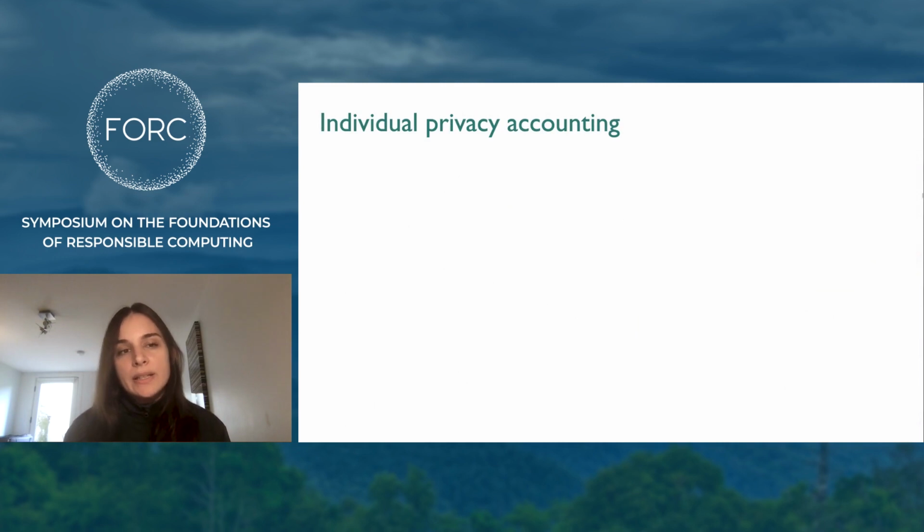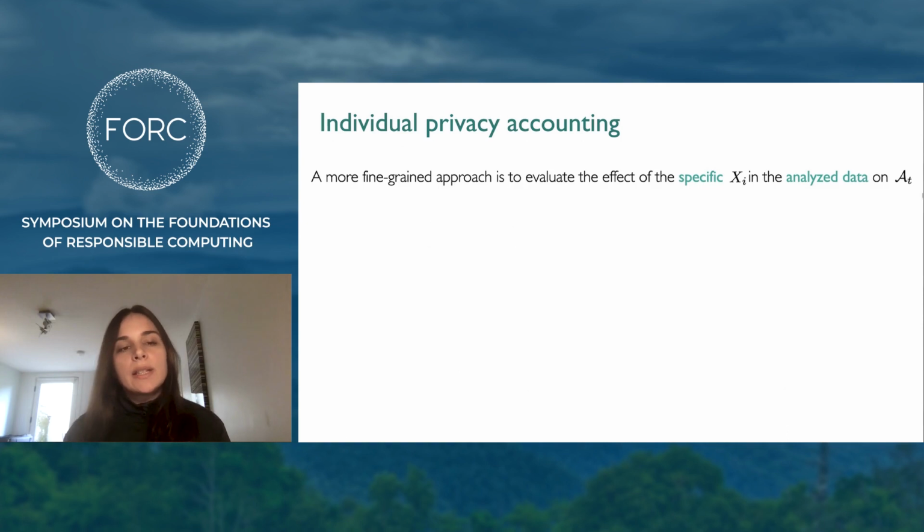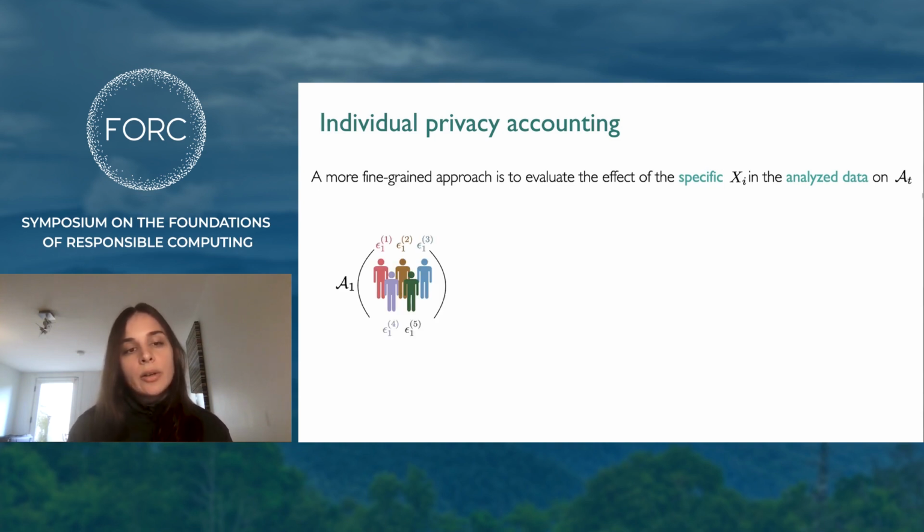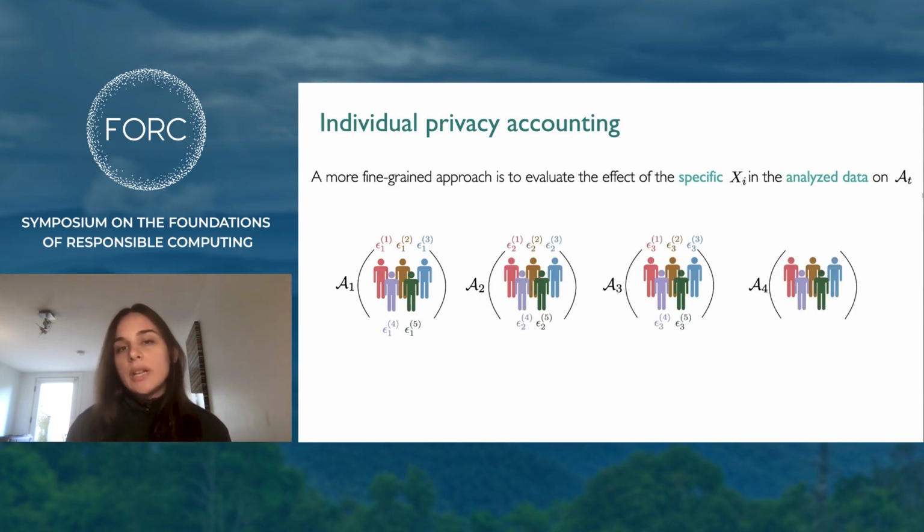And we formalize this in this work through individual privacy accounting. And this is essentially a more fine-grained approach to privacy accounting, and it relies on evaluating the effect of a specific data point x_i that's in the analyzed data set on the analysis that we're running, A_t. So in particular, when we run an analysis, we keep track of a different privacy parameter for each individual in the analyzed data set. And we do so for each analysis that we run.